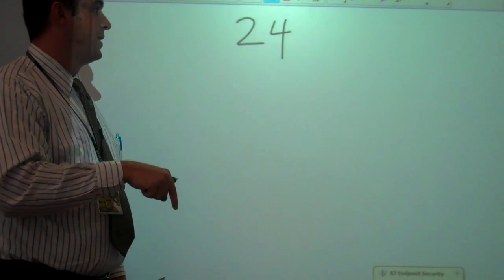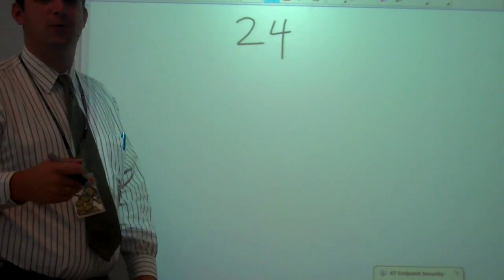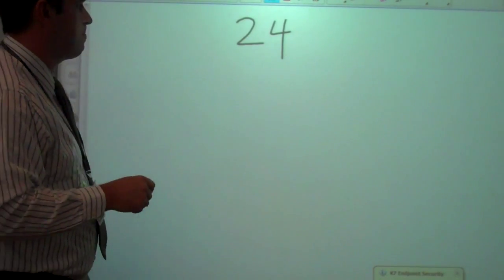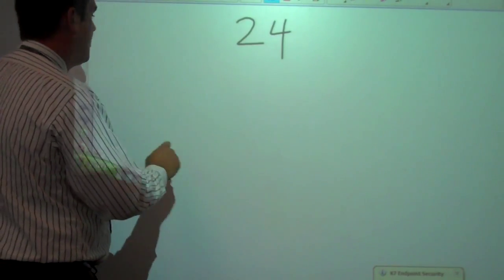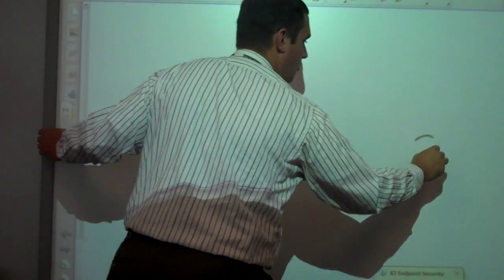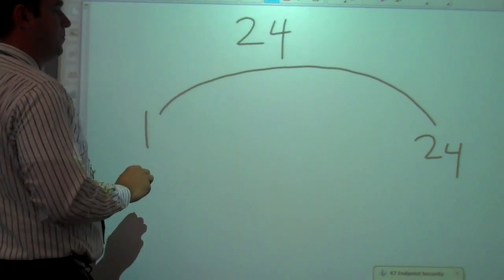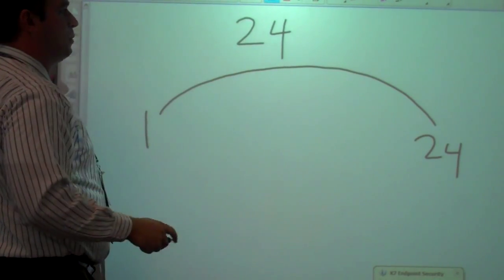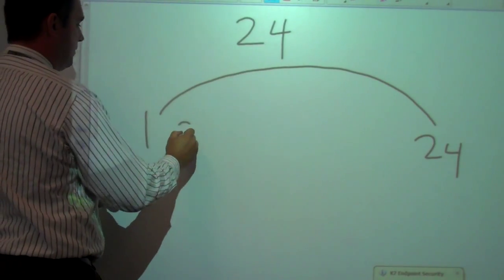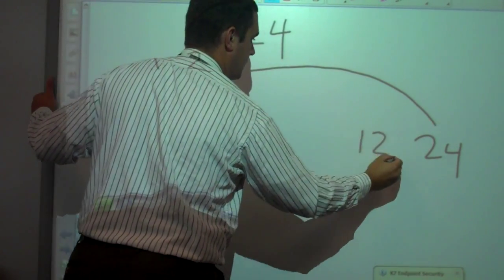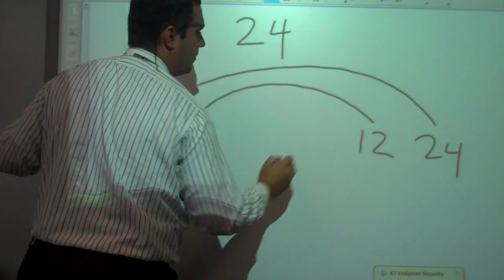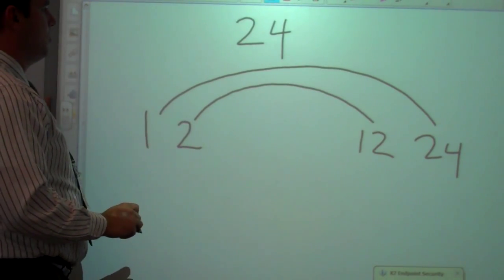Pause the video. Alright, see if you can figure out the successful factor rainbow with it. I'm going to do the answer now, though. We have 1 and 24. A rainbow over the top. 24 is divisible by 2 because it's an even number. So 2 times 12 is 24. Again, knowing your math facts is important.